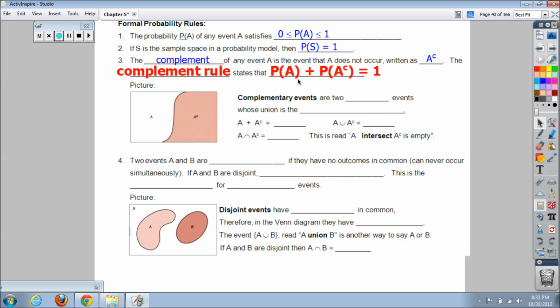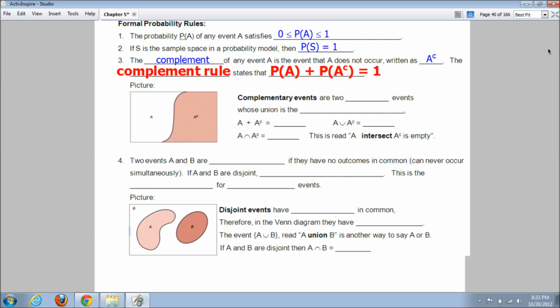And the complement rule states that the probability that A happens plus the probability that A doesn't happen is 100%. So let me put it this way. Let's say A is the event that it rains. So A complement is the event that it's not going to rain. So basically I'm saying with the complement rule is the probability that it rains or it doesn't rain is 100%, because one of those 2 things is going to happen. It's either going to rain or it's not going to rain, which collectively is 100%. Now they have individual probabilities tied to them, but together it makes 100%.